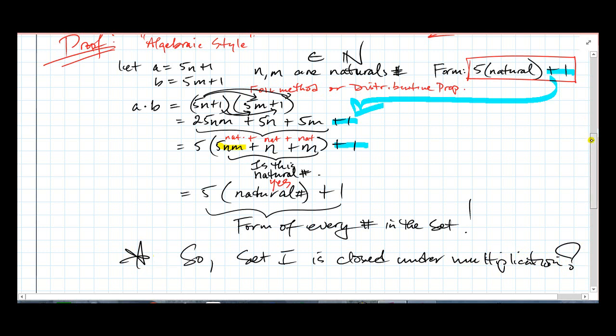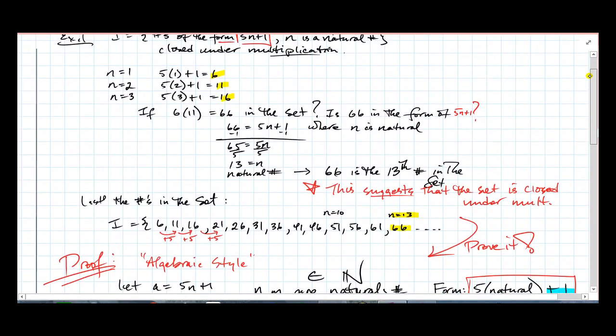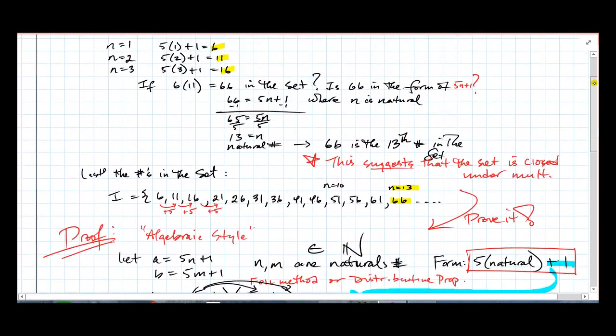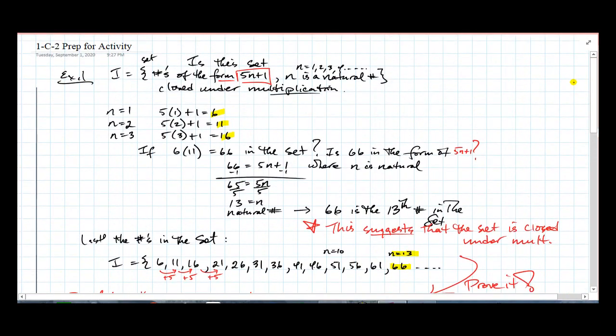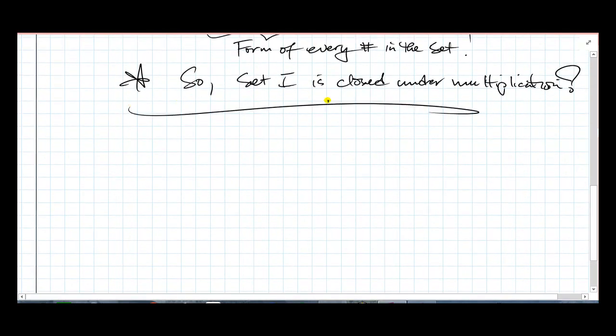Okay, now this is a video, right? So you can always go back and listen to this again if you want to digest it some more. Okay, now not all sets of these crazy forms are closed, so don't assume that these sets are always closed under multiplication. If I change the number 5 to some other number, you have to test it first, okay, and then check to see what's going on. Okay, so let me just go over one more thing here. So let's take a look at the second example, example 2.